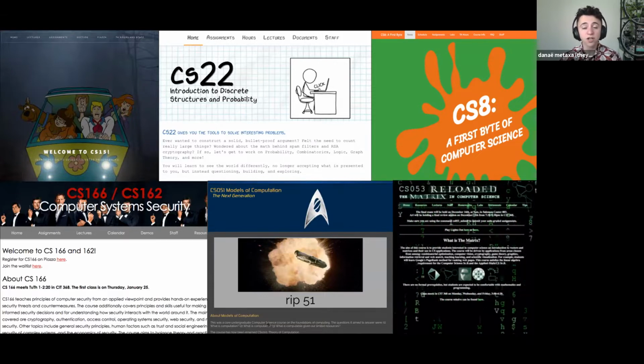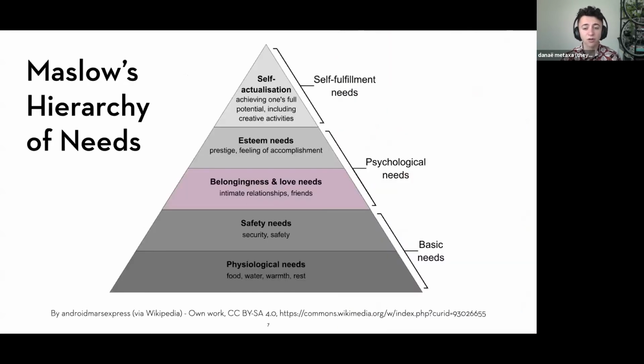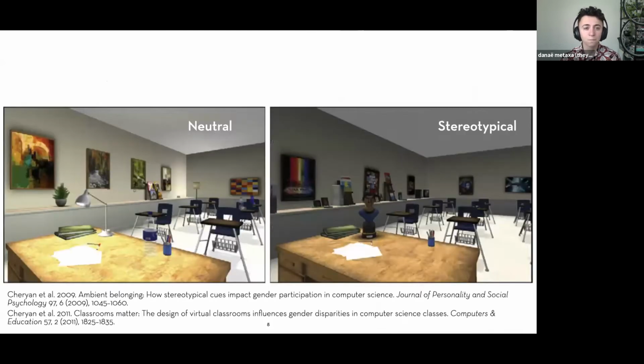So years later, when I started my PhD, I came across a concept from psychology that helped me give language to that intuition. Ambient belonging is this term that describes the feeling of fitting in with a culture or a community that's passively elicited by the surrounding environment. It's a psychological concept that comes from a broader literature on belongingness that goes back to Abraham Maslow's hierarchy of needs. So belongingness describes the psychological need to be accepted as a member of a group.